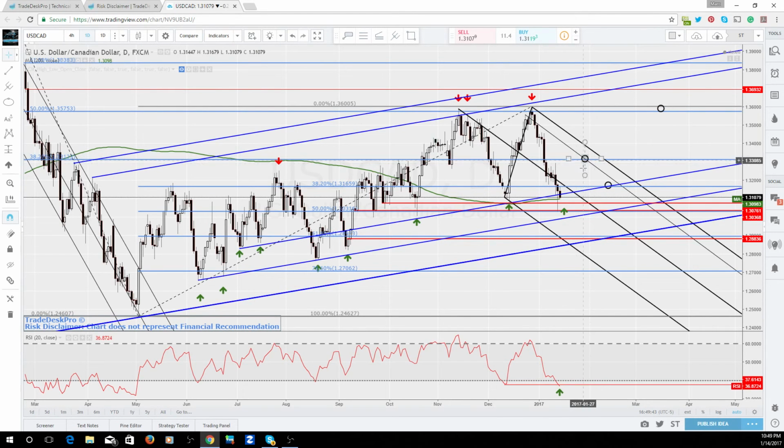As long as we're in this fork, this could be resistance, which is also the 38.2 from the entire move up. So could be we go up, test this sliding parallel again, and then go up here or higher. That would make sense to me.